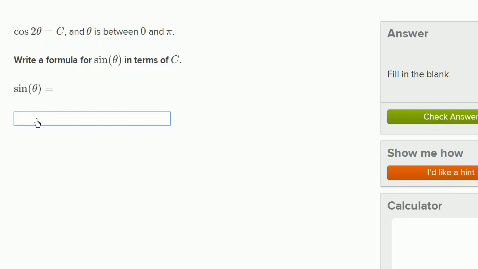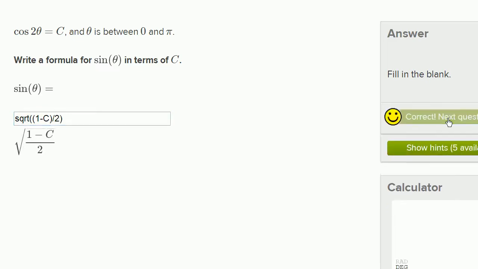So let's go back to check our answer. Sine of theta is equal to the square root of 1 minus capital C, all of that over 2, and we got it right.